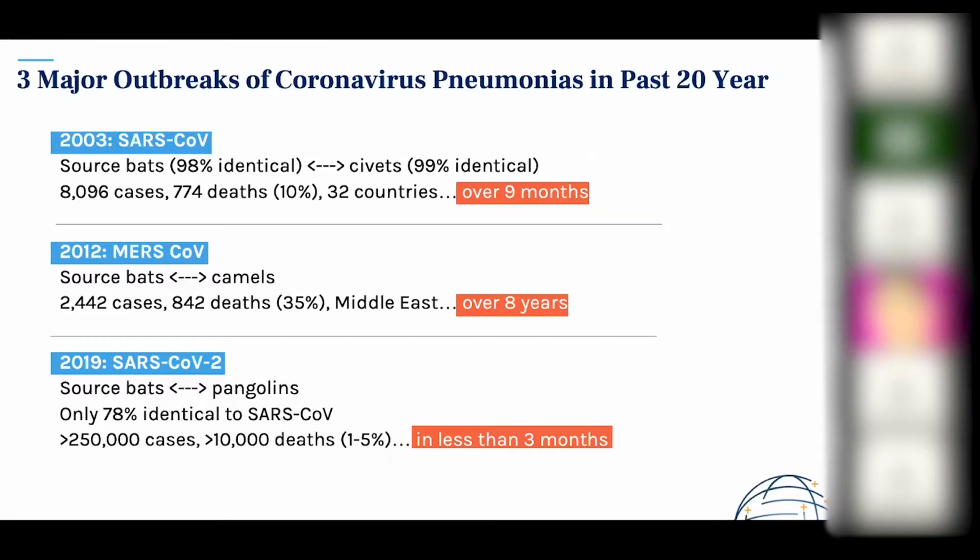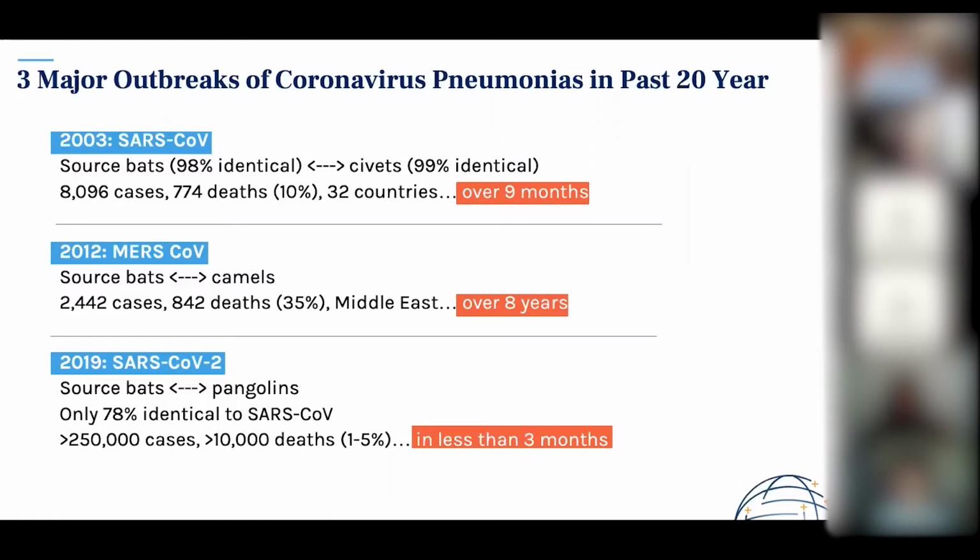It was even more dangerous than the first SARS because it killed a third, 35% of the people who got this disease died. And this one caused about 842 deaths over 8 years. We're still finding cases today of this MERS virus in the Middle East.